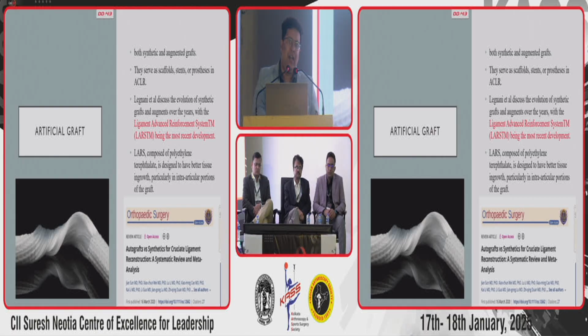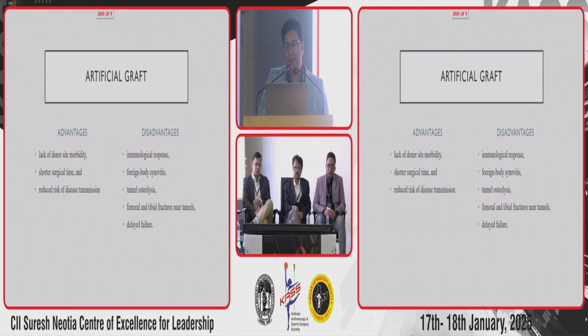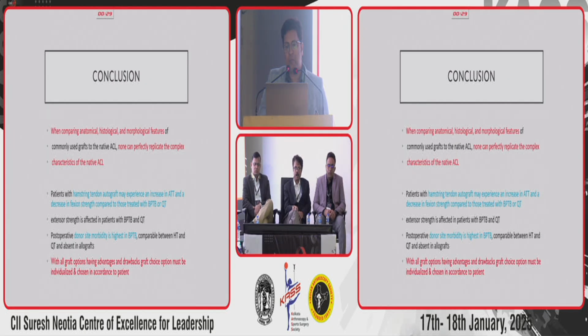Artificial graft is still at the research level, and LARS is the advanced one. They have lots of disadvantages like tunnel osteolysis, synovitis, delayed failure, immunological response, and much more.